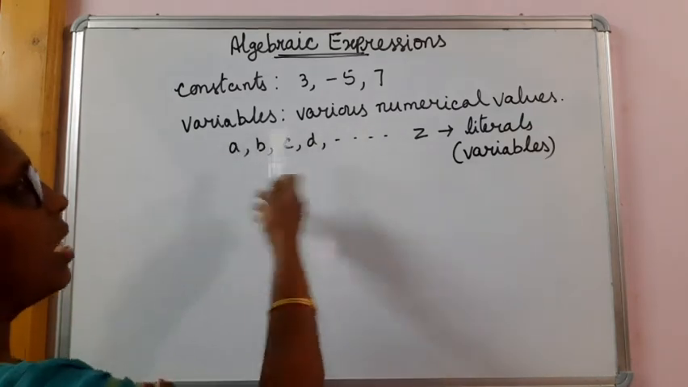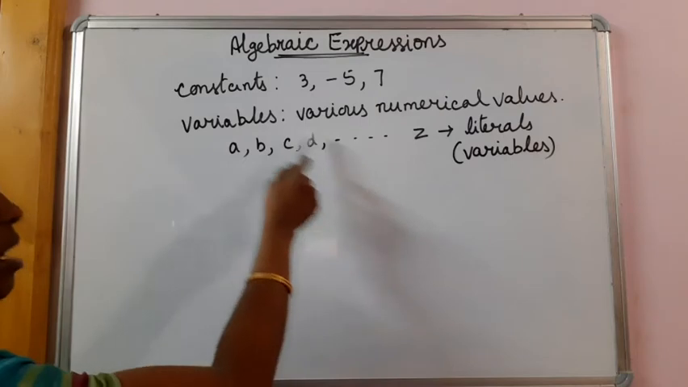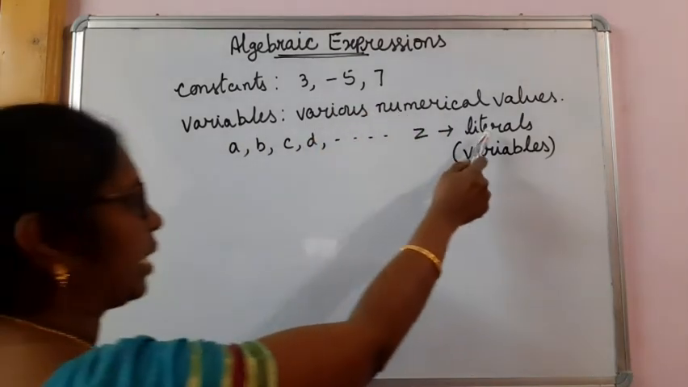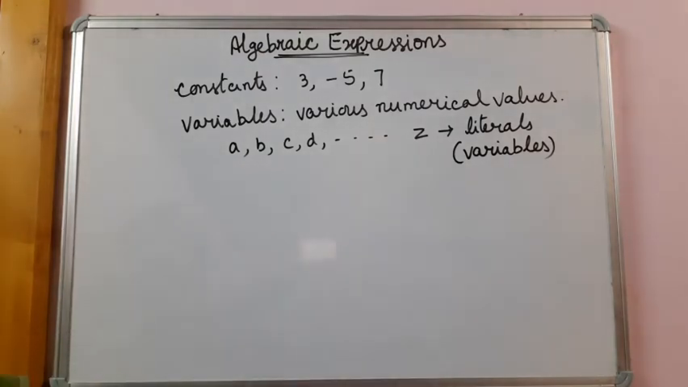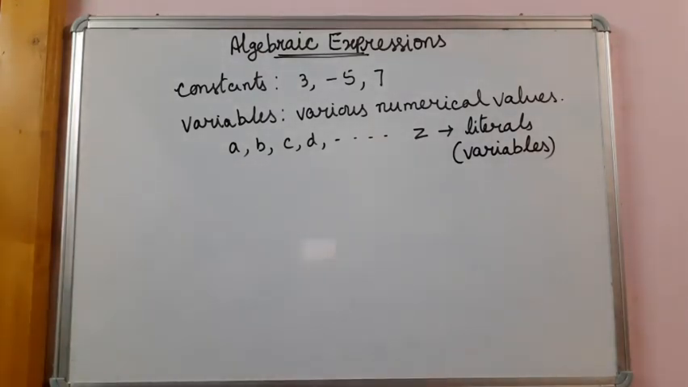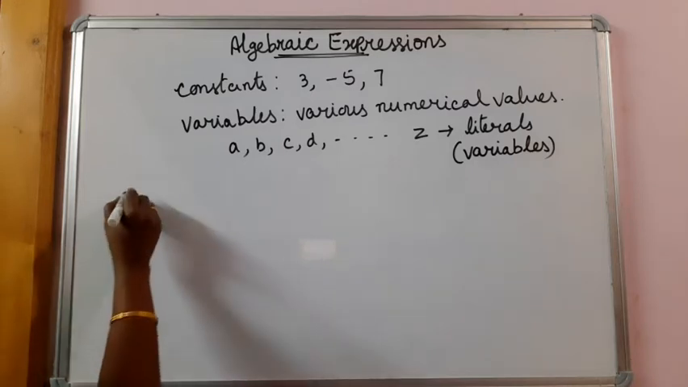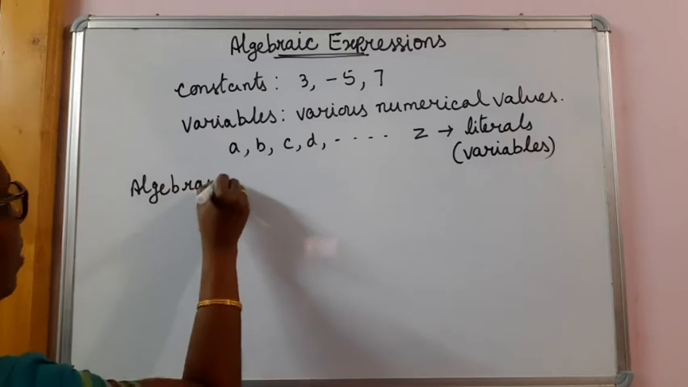A, B, C, D up to Z, we use X, Y and all. These are the variables. Actually they are the literals, but in algebra we say them variables. Their values vary. And now let me explain to you what an algebraic expression is.